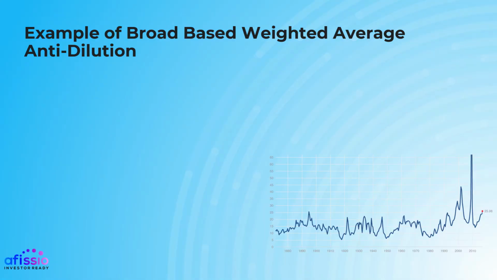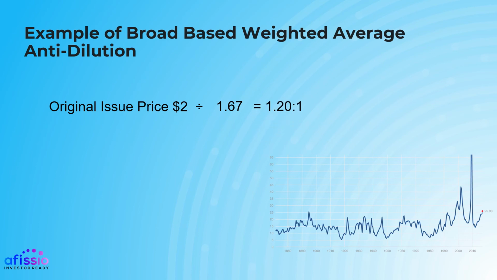Now let's figure our new conversion ratio. To figure our new conversion ratio, we take the new conversion price of 1.67 and divide it into the early investor's price per share. This is the rate at which preferred stock converts to common stock because of this new down round. The conversion ratio is the number of common shares received at the time of conversion. The higher the ratio, the higher number of common shares received.